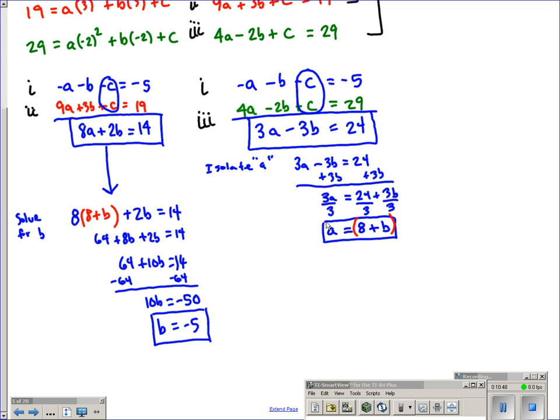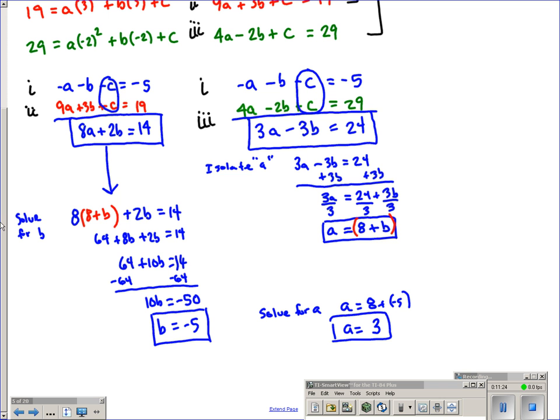Okay. Now that's going to be easy for us to figure out what a is. We can use this expression right over here. A equals 8 plus b. Let's do that here. Solve for a. So take that negative 5 and plug it in. We've got a equals 8 plus negative 5. 8 plus negative 5 is going to give us 3, so a is going to equal 3.